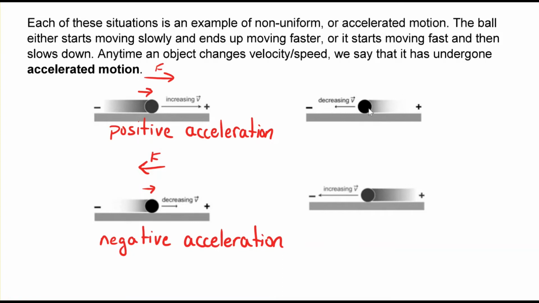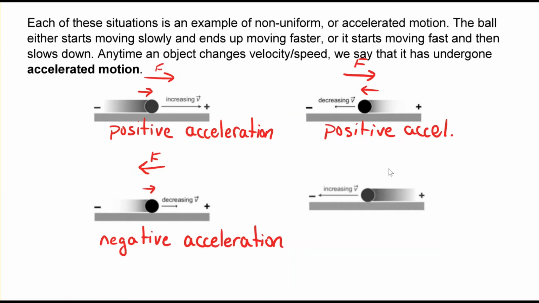Here again, the object is traveling to the left in the negative direction. It's originally traveling this way, but it's decreasing its velocity. How could you decrease the velocity of something traveling in the negative direction? You would push it in the positive direction. So again, this is positive acceleration. It's all about what direction the force is being applied. It's accelerating in the positive direction.